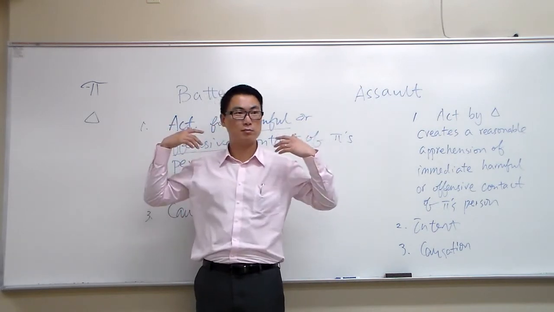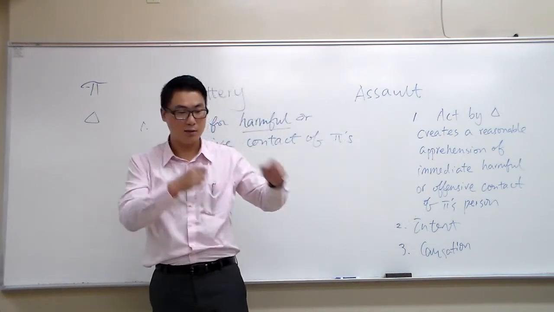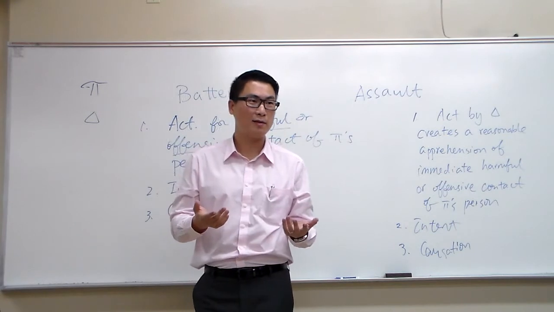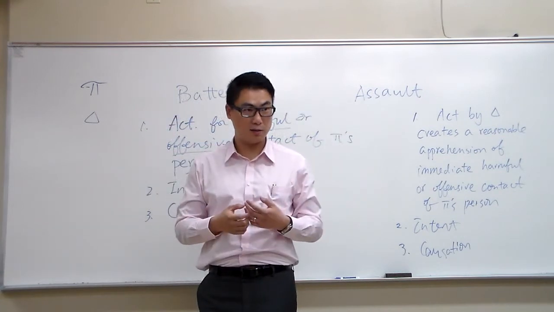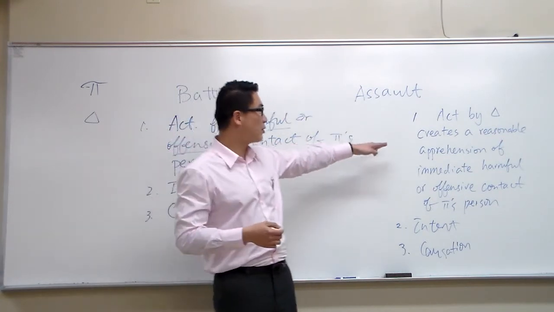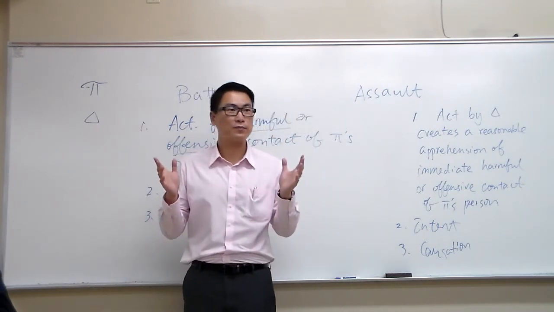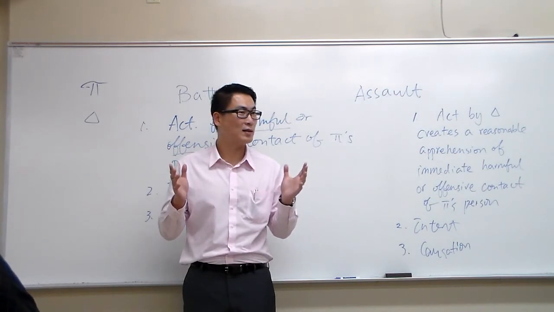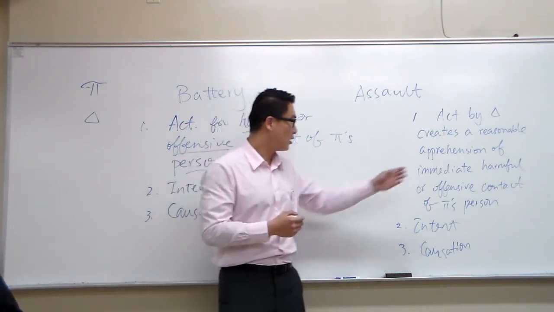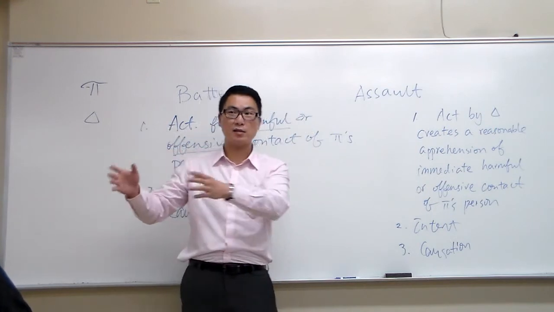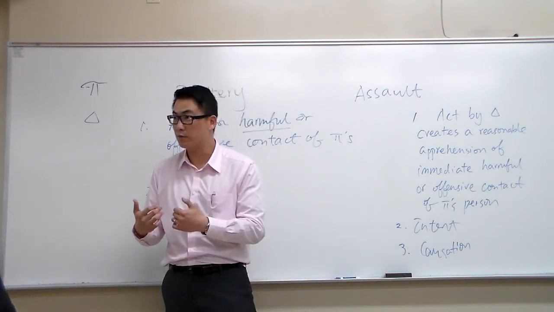Where does the wind come from? It's in the book, right? But do I know that? No. I have no idea. All I know is there's some wind coming from the back. So was there a reasonable apprehension of that harmful or offensive contact? Well, but I didn't know. So there's no apprehension of that harmful or offensive contact that's going to happen to me. So I cannot sue you for assault.